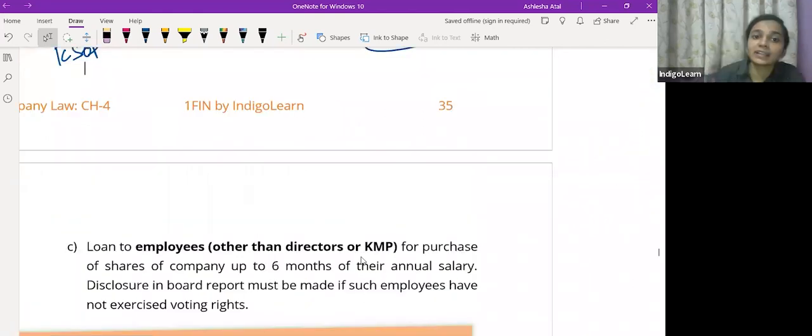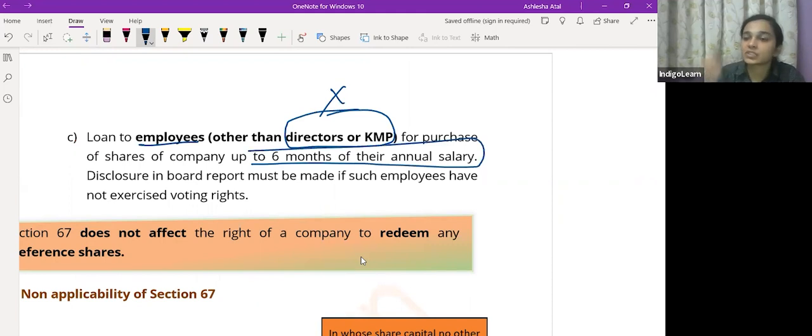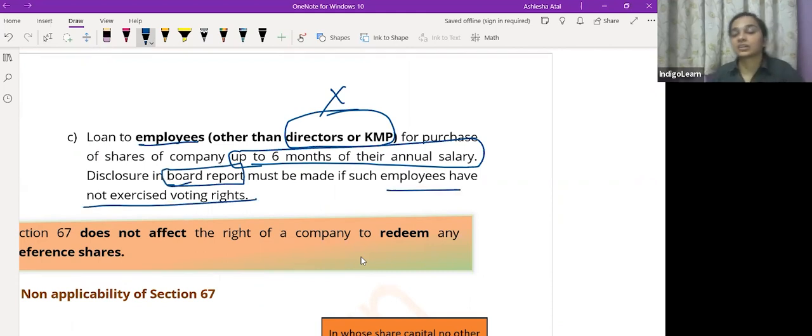And also company can give loan to its employees other than directors and KMPs, मतलब इनको loan नहीं दिया जा सकता, for purchase of shares up to 6 months of their annual salary. So 6 months salary तक दे सकते हैं. However, if a company is doing any such thing, a disclosure of this has to be given in the board's report if employees have not exercised voting rights.